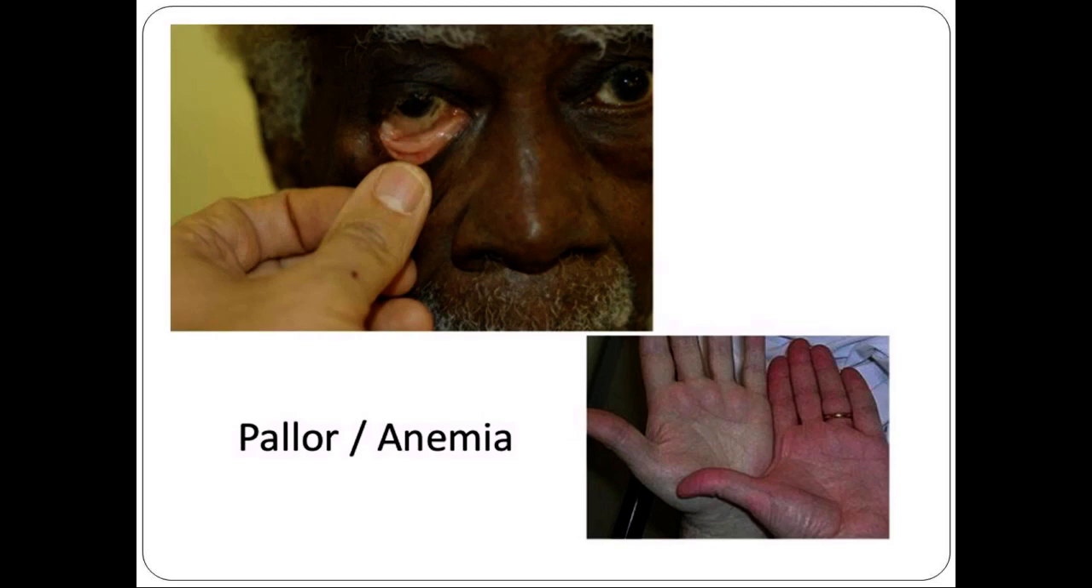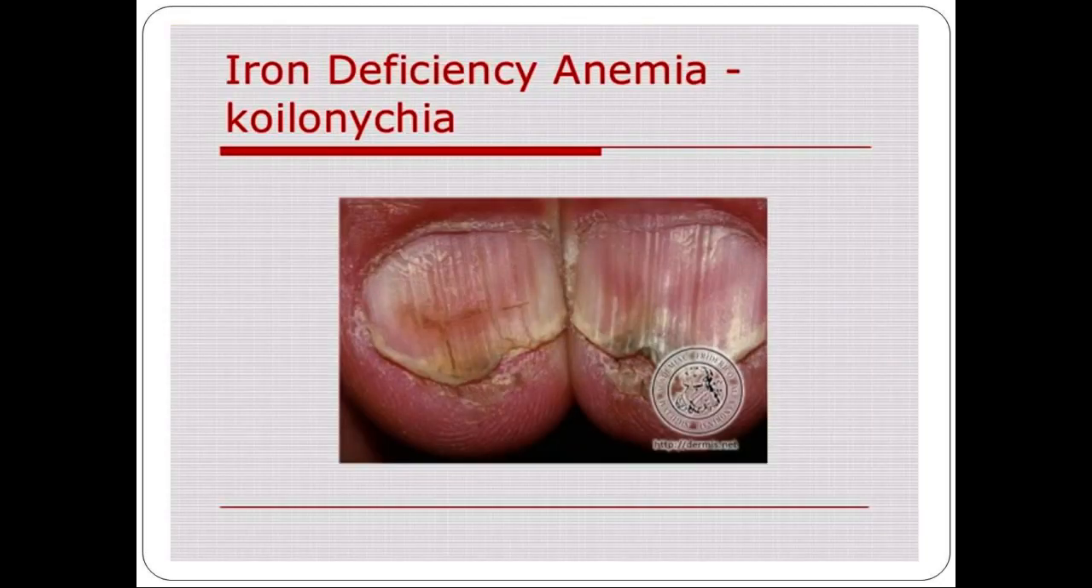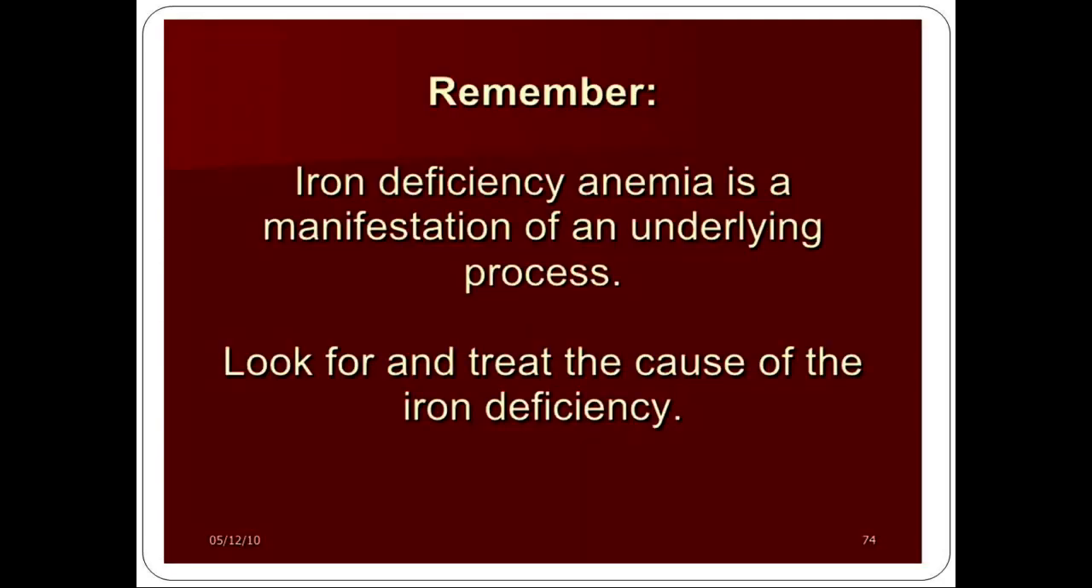And then also look at the palms on the bottom, how pink the one is on the right, and then the one that's so much paler on the left. These are just some physical signs you might see. There's also in their fingernails, look at these little divots in them, and that's a sign of iron deficiency anemia. Personally, I've never seen this in practice, but you know how in your physical exam you look at their hands and their fingers? This is something you also want to look for. Just remember, iron deficiency anemia is a manifestation of an underlying process. So you need to find out what's causing the deficiency or the anemia.